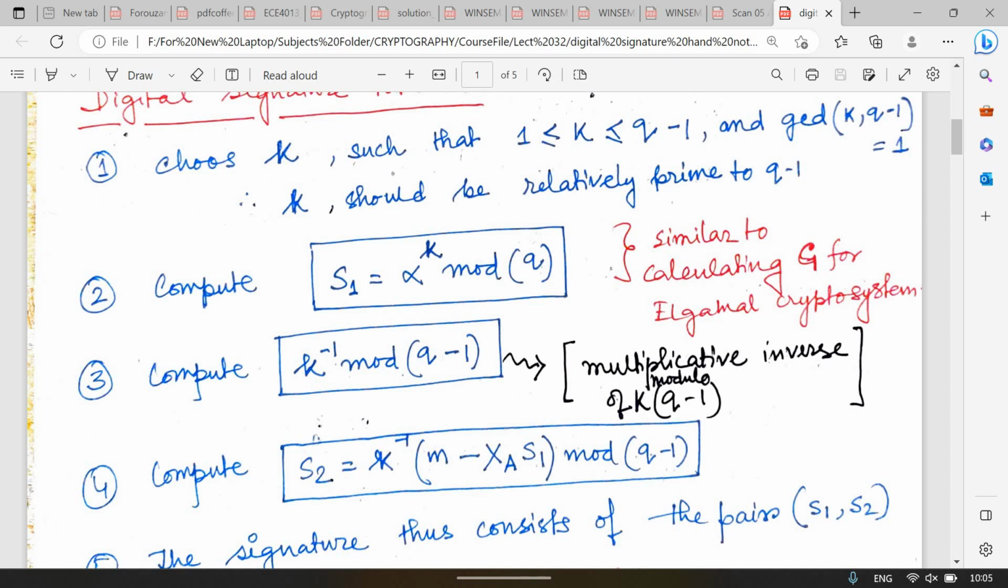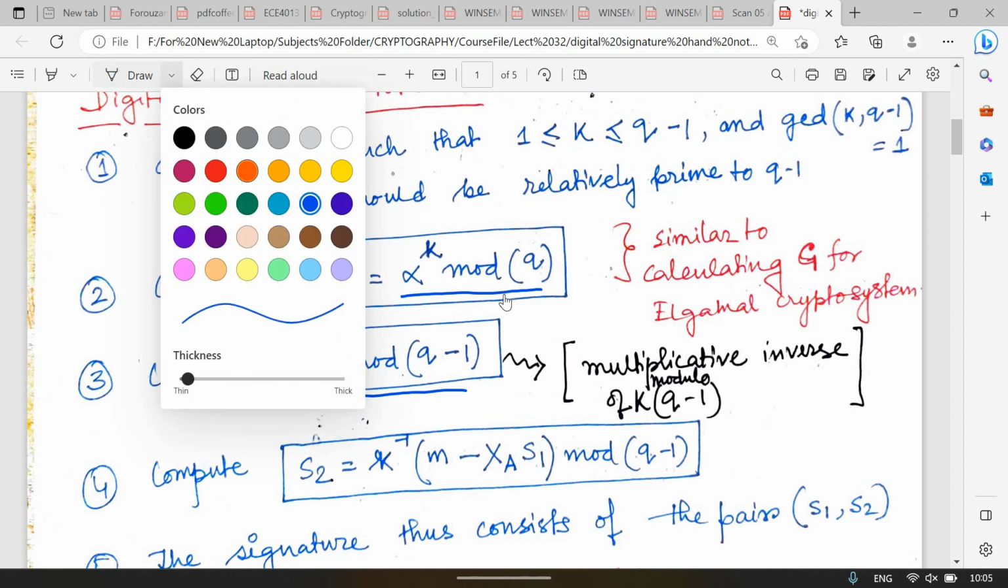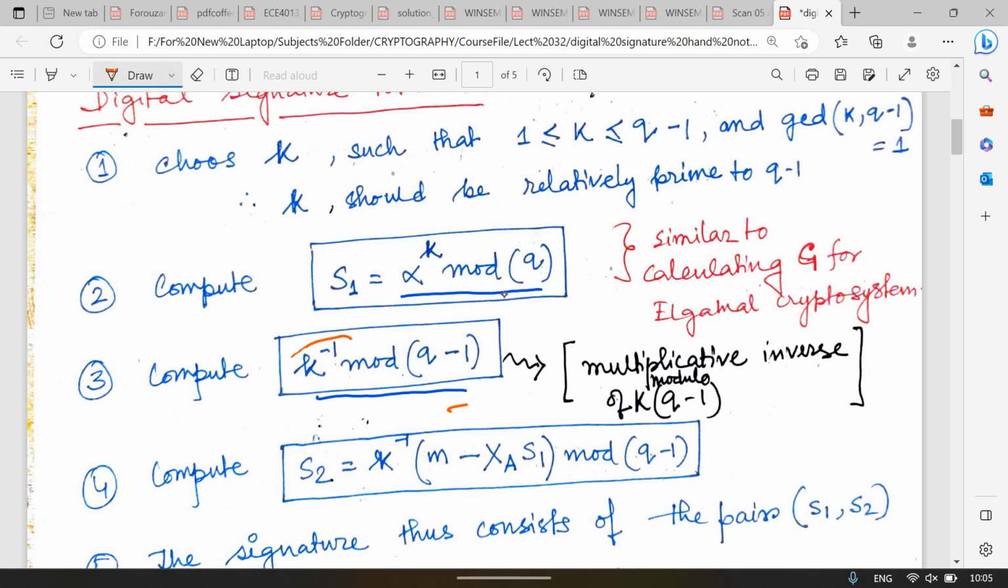Here we use S1 as one part of the signature, given by alpha to the power k mod q, where alpha is the primitive root, k is a random number which lies between 1 and q minus 1, and q is the prime number. Very similar to the previous example, except for one small different step, where we have to calculate the multiplicative inverse of the value itself. This is k inverse we are generating.